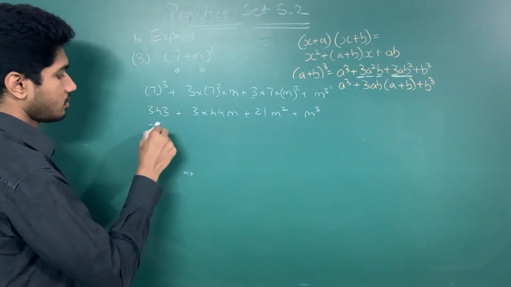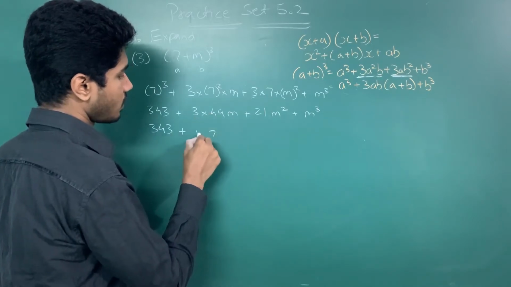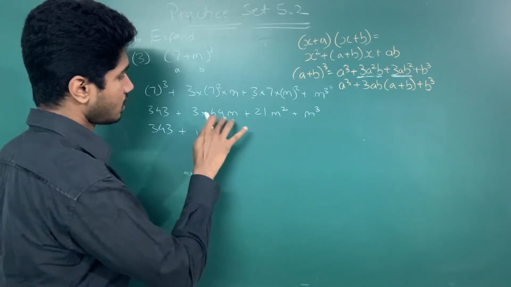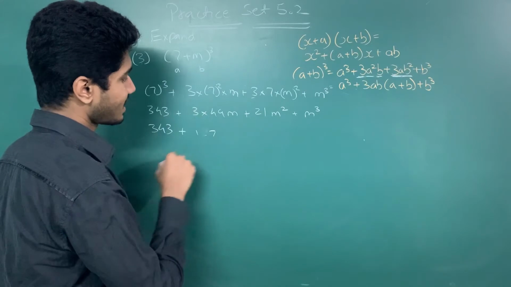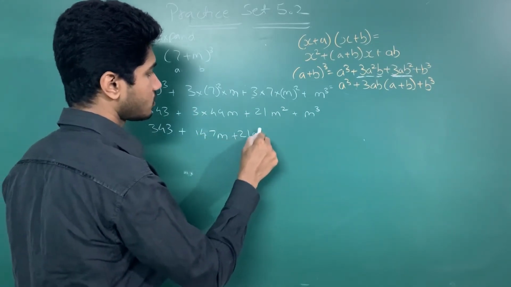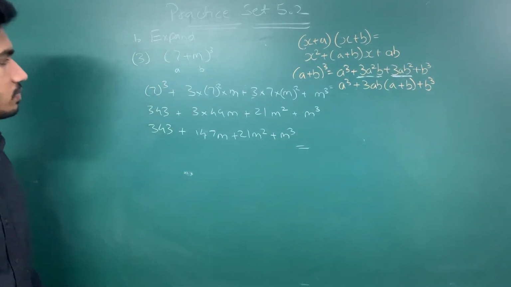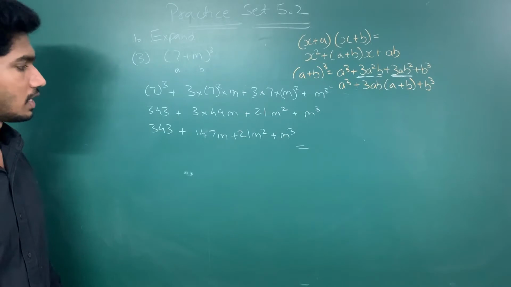3 into 49 will be 147, 3 nines are 27 and 2 gets carried. And this is 343 plus 147m plus 21m square plus m cube. So yes, this becomes your final answer.